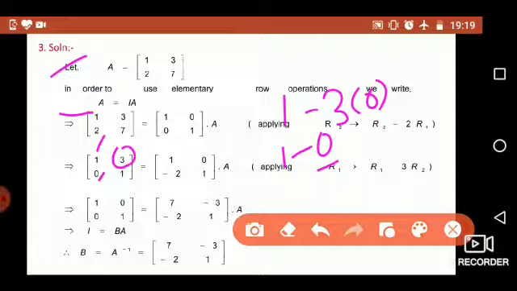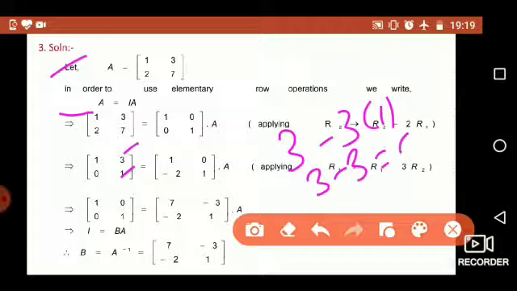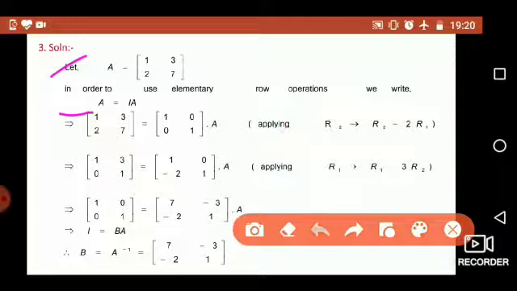Therefore, 1 minus 0 gives 1. For the first row, first element is 1. Similarly, we apply the same row operation to the second element of that matrix. R1 is 3 minus 3 times the corresponding elements of R2, which is 1. Therefore, 3 minus 3 is equal to 0. Therefore, we get 0 in the first row, second element. Let me apply the same sequence of operations to the right hand side. As I told you, the second row remains the same. We are going to change the first row.